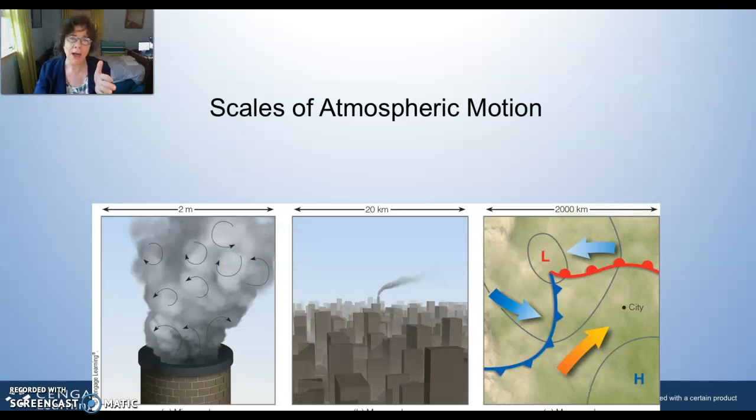When we talk about the scales of atmospheric motion, as I said, we're going from microcirculations in a very localized environment out of a smokestack. That actually has a type of circulation that we'll refer to again and again and again, and it'll go all the way up to the regional level and regional weather maps, and then to the global level and transferring heat throughout the planet.